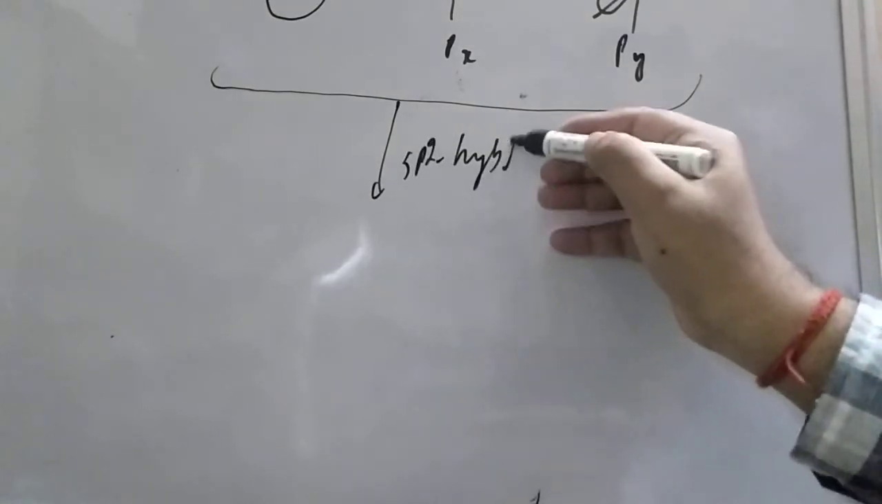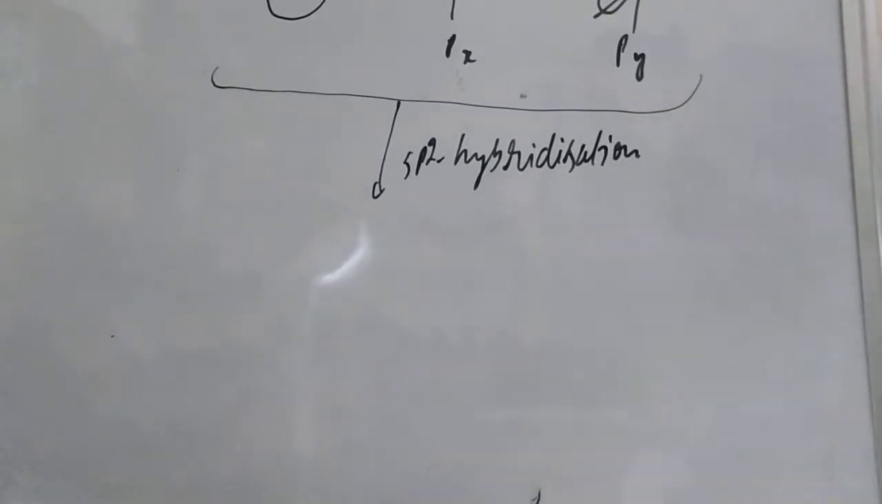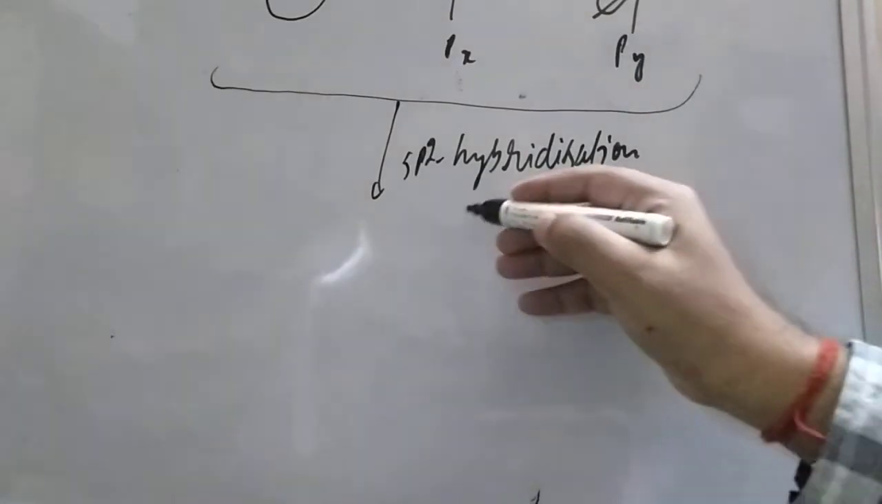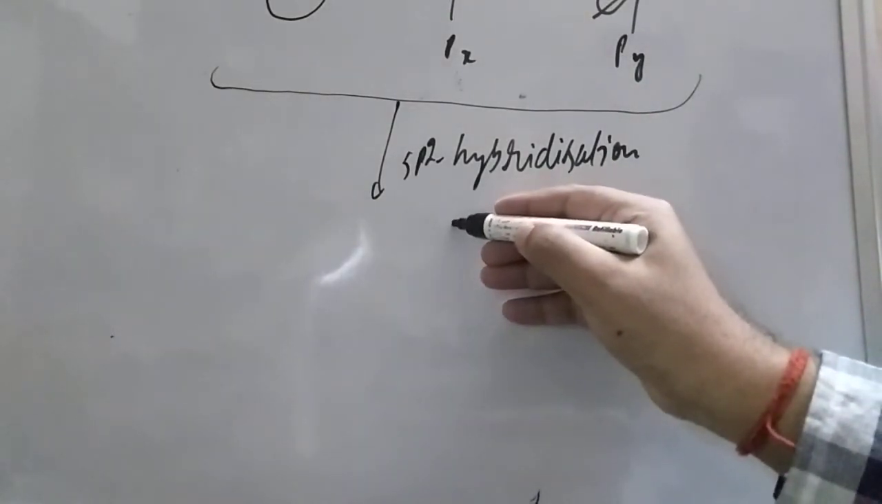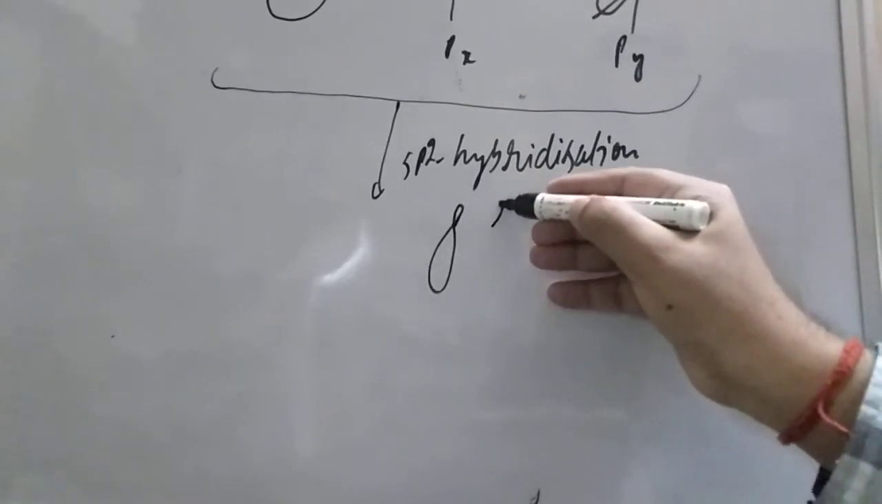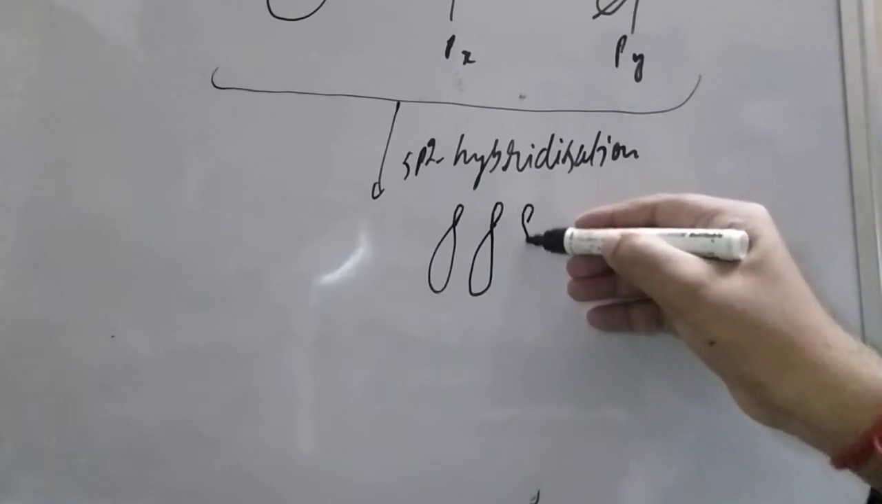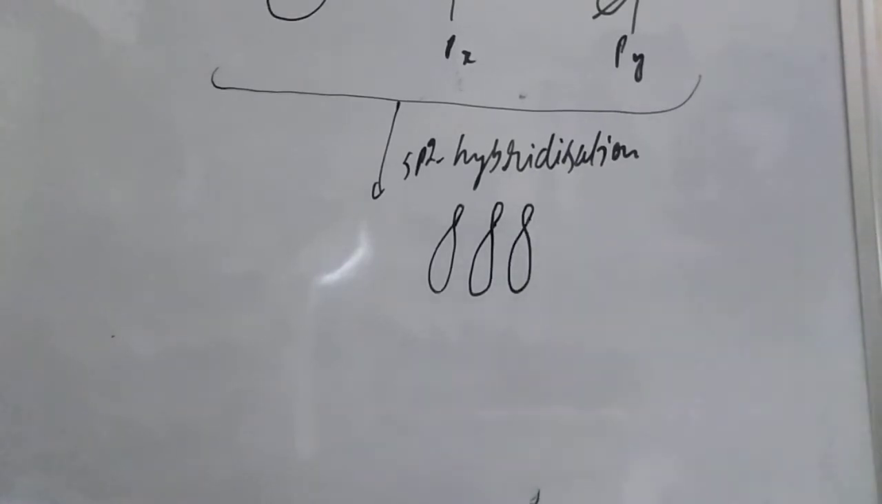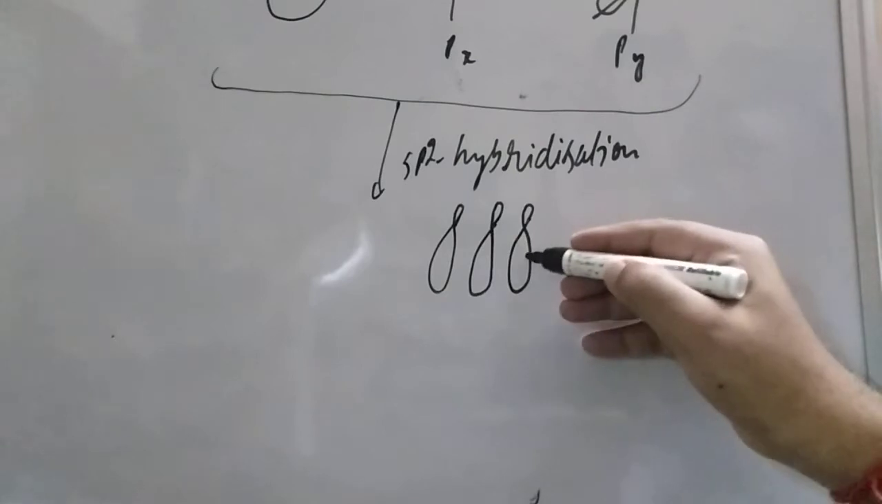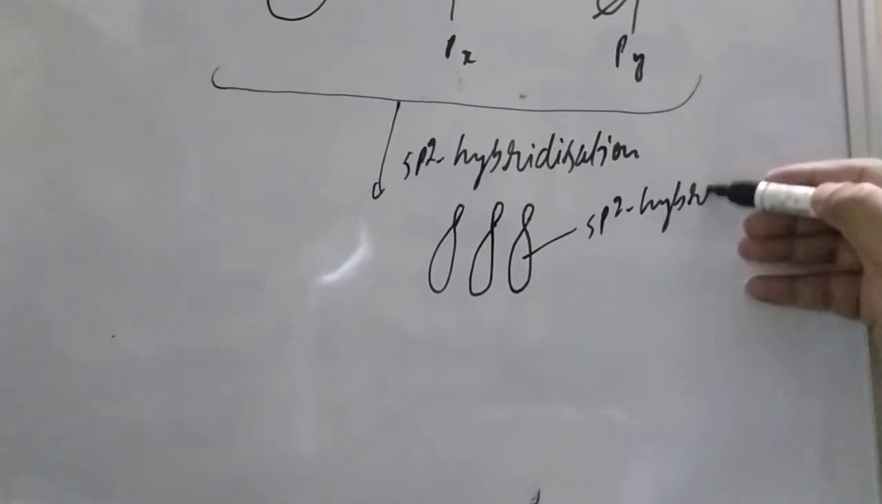This intermixing is sp2 hybridization. After sp2 hybridization, what will it give? It will give three new orbitals, like that, one, another like that, and then one more orbital. They give three new orbitals. So these hybrid orbitals are sp2 hybrid orbitals.